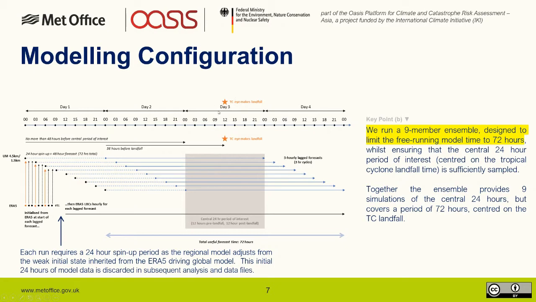So the orange star represents the point where the tropical cyclone makes landfall. This grey box then is the central 24-hour period of interest, 12 hours before and 12 hours after the tropical cyclone makes landfall. And each of our 9 simulations going forward in time are represented by one of these lines. The 24-hour spin-up period is this dotted line here, and then the actual bits that we keep is represented by the solid lines, all moving forwards in time.